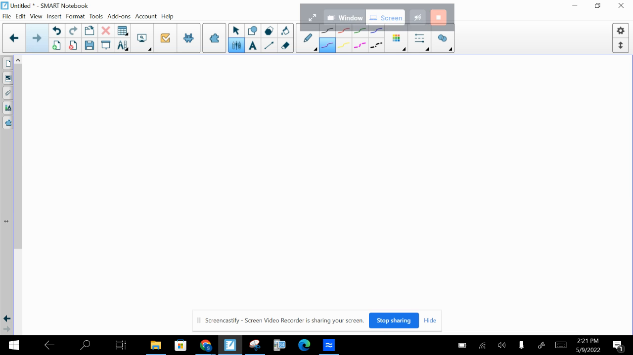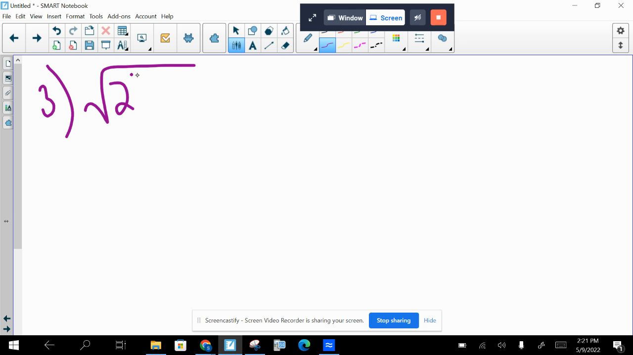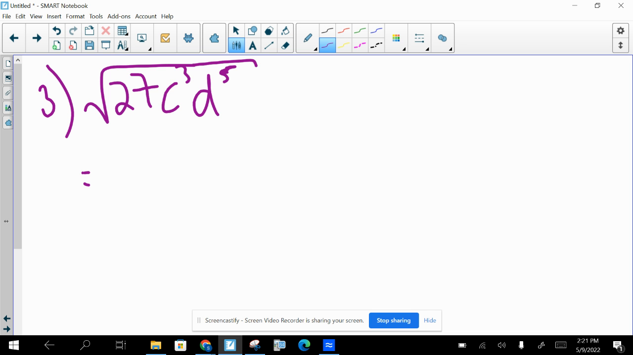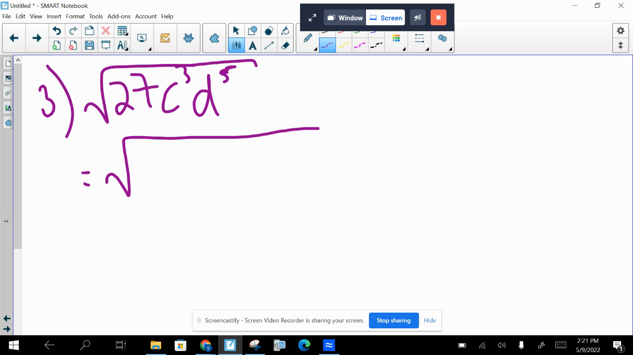And example 3 is the square root of 27, c to the third, and then d to the fifth. Okay, 27 is not a perfect square. But what is a factor of 27 that is the greatest perfect square? Or what's the biggest factor of 27 that's a perfect square? 9. Yes, so we'll break it up into 9 and 3.